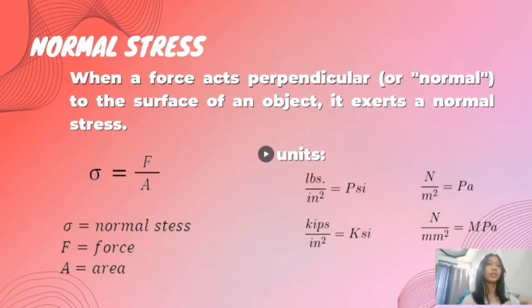Now, to calculate the intensity of these forces sa normal stress, we have sigma is equals to F over A, wherein this sigma symbol represents normal stress, and F is the applied normal force, and A is the cross-sectional area, kung saan yung force. And the units na ginagamit natin sa stress is the pounds per inch square, which is the PSI, the kips per inch square, the KSI, and Newton per meter squared, which is the Pascal, and Newton per millimeter squared is the megapascal.